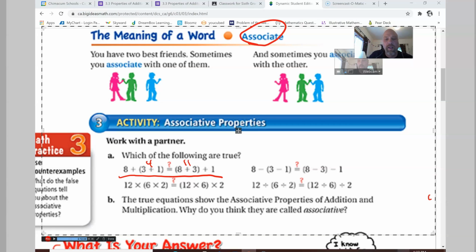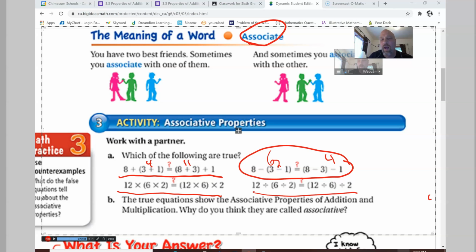And the same thing here, it works with multiplication. But it might seem like it works here. 3 minus 1 is 2. 8 minus 2 is 6, so this side is 6. 8 minus 3 is 5, minus 1 is 4. So it doesn't work in either case. It only works with addition and multiplication. It's the associative property. It doesn't matter if I group these two first or I group these two first. So let's take a look.